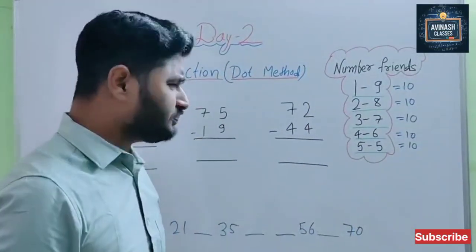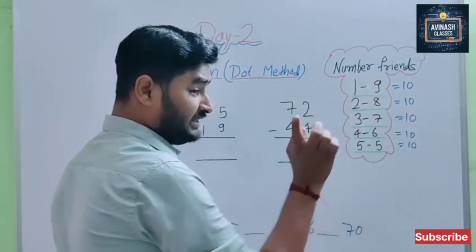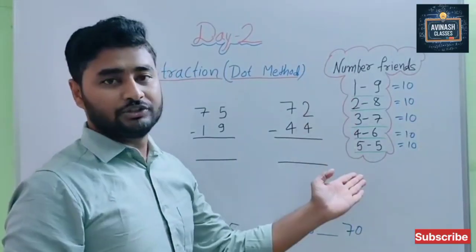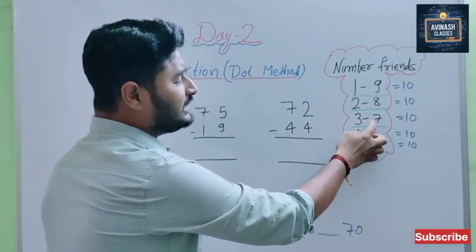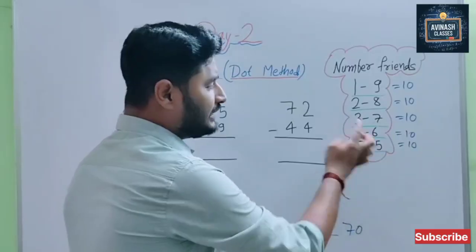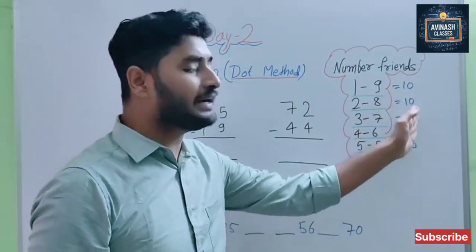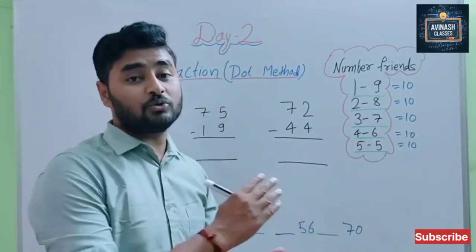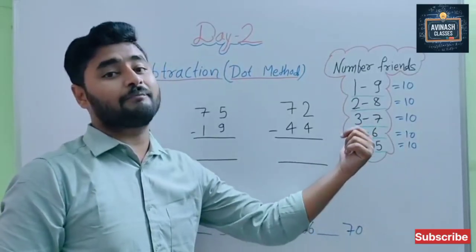So we practice one more time. Who is the friend of 1? 9. Please remember, that is very important. In upcoming classes we have to use this. Who is the friend of 2? 8. Of 3? 7. Of 4? 6. Of 5? 5, because after adding we get 10. Very good. And this is a permanent friend. It's not going to change. All are good friends, not only friends, permanent friends.